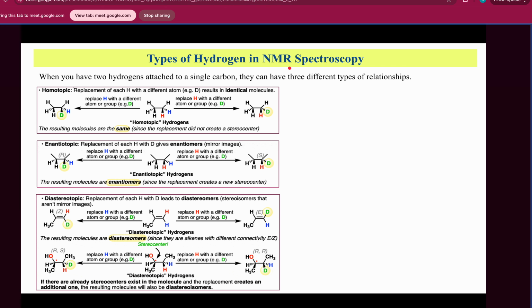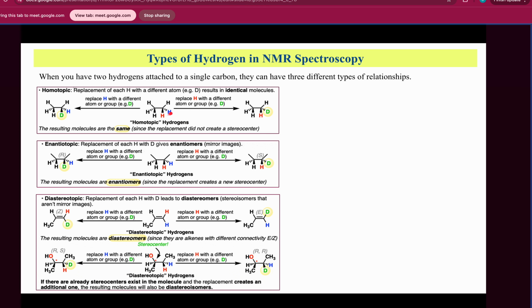Now the hydrogens present in NMR spectroscopy are of multiple types. The first type is homotopic. Homotopic hydrogens mean that if we replace each hydrogen with a different atom, they will still result in identical molecules. In this case, we have replaced this hydrogen with D. And in the other case, if we replace the top hydrogen with D, and you compare both of these molecules, even if we replace the hydrogen with some other atom, they are still the same. There is not much change in them. So these are known as homotopic hydrogens.